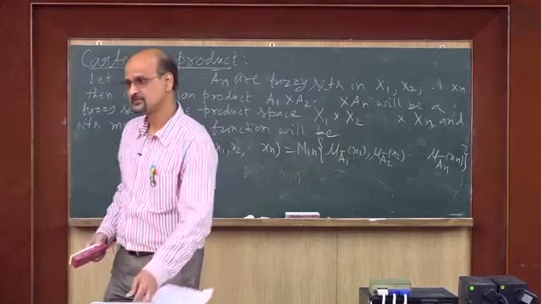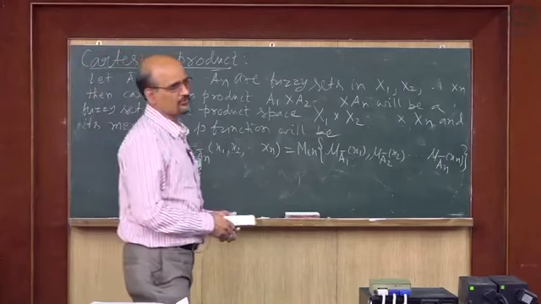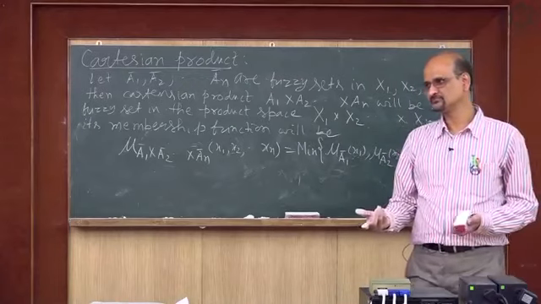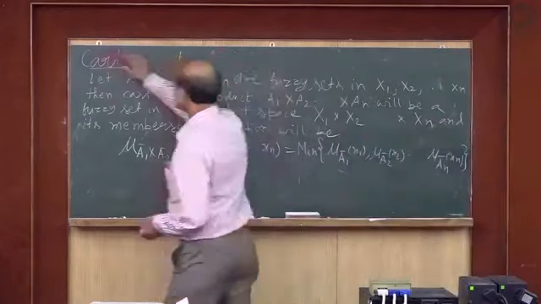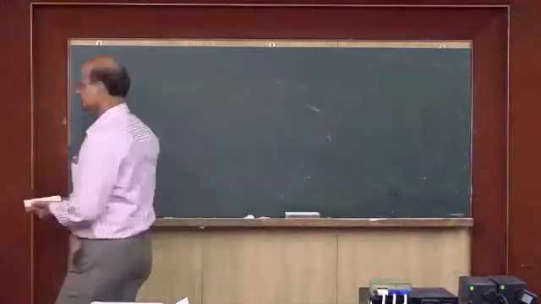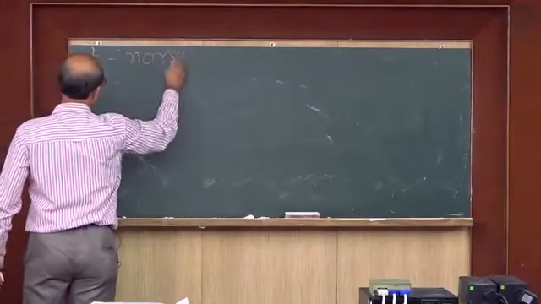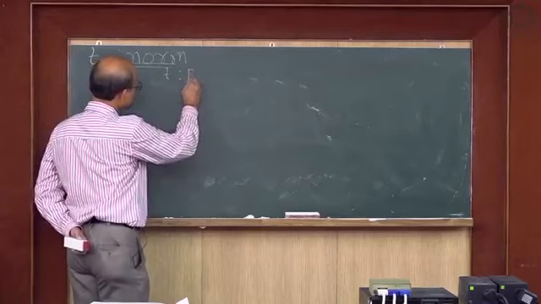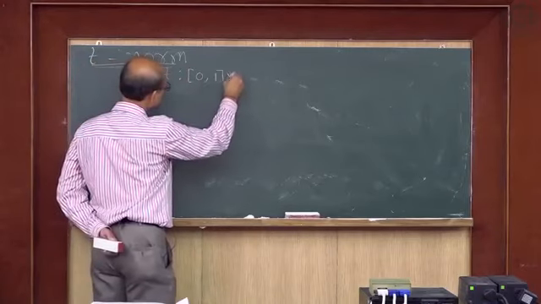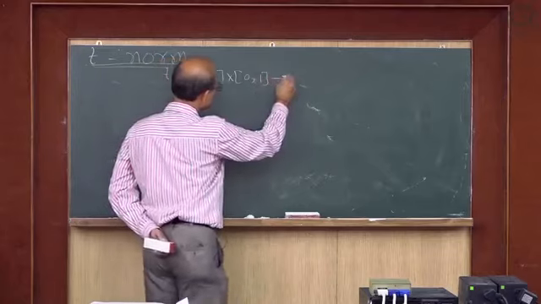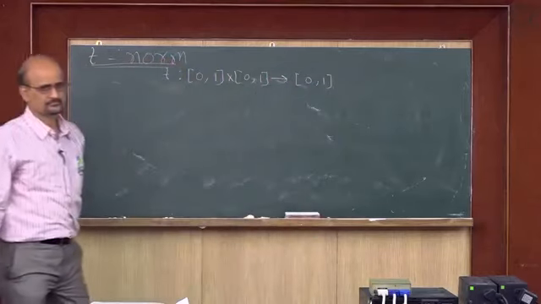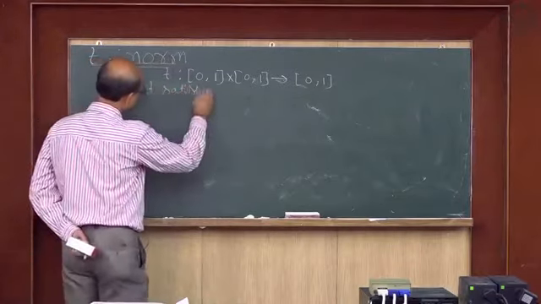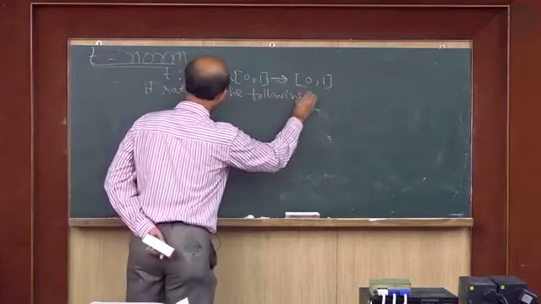T-norms. T-norm and t-conorm, that is called triangular norm and triangular conorm. Okay? Let us define those. First we define t-norm. So t-norm, this t is a function from 0 1 cross 0 1 to 0 1, okay? And it satisfies the following.